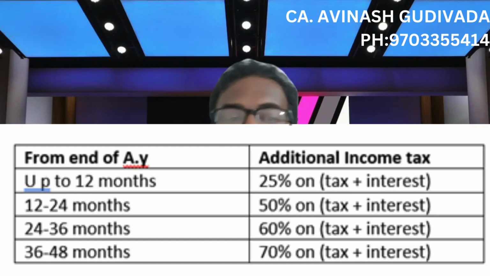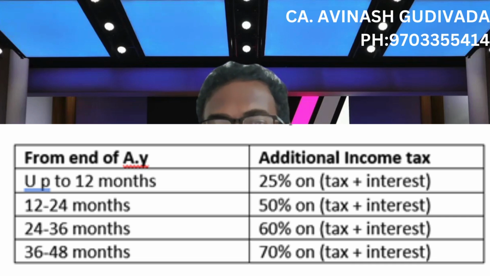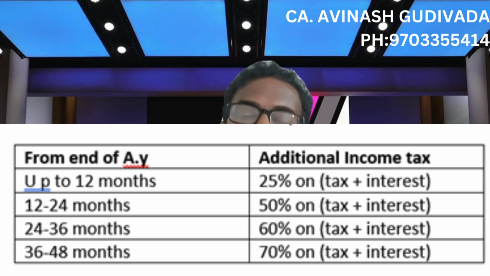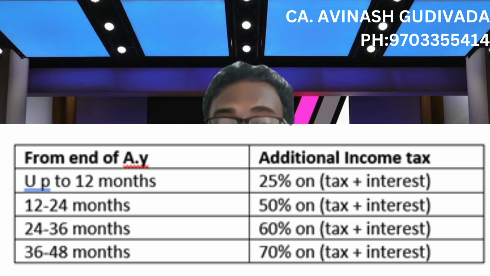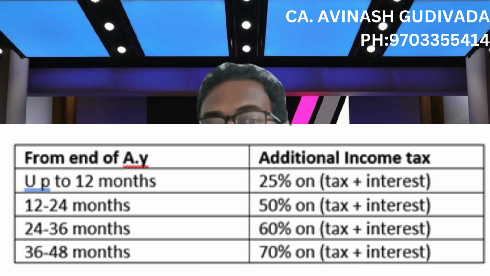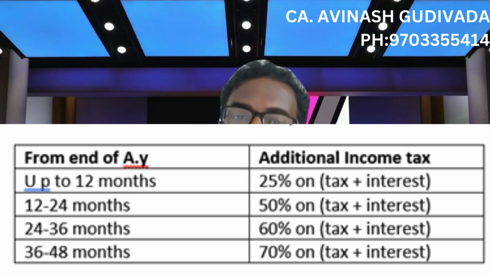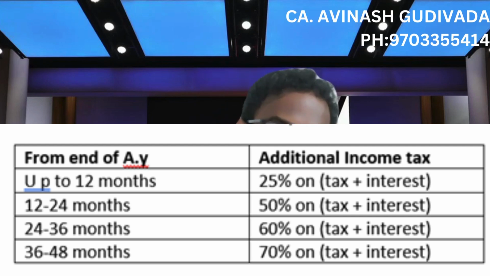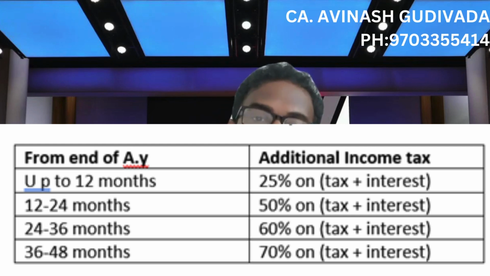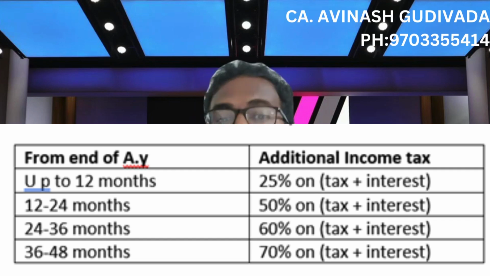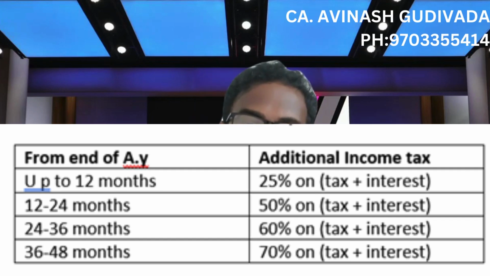From end of assessment year up to 12 months, your tax liability plus interest plus additional tax. What is the additional income tax? It was 25% on tax plus interest. If it is from 12 months to 24 months from end of assessment year, then your tax liability plus interest plus additional tax. What is additional tax, sir? 50% on tax plus interest.